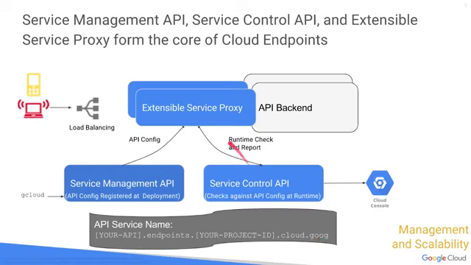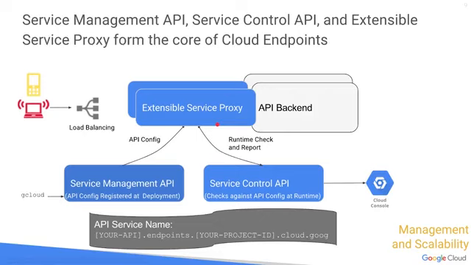The extensible service proxy is an Nginx-based proxy that runs in front of the API backend and injects Cloud Endpoints functionality such as authentication, monitoring, and logging. The proxy uses techniques such as heavy caching and asynchronous calls to remain lightweight and highly performant.